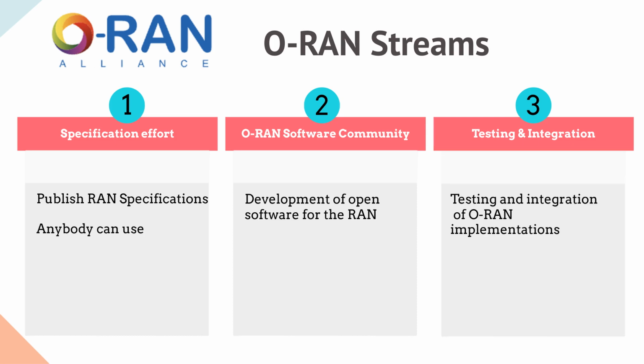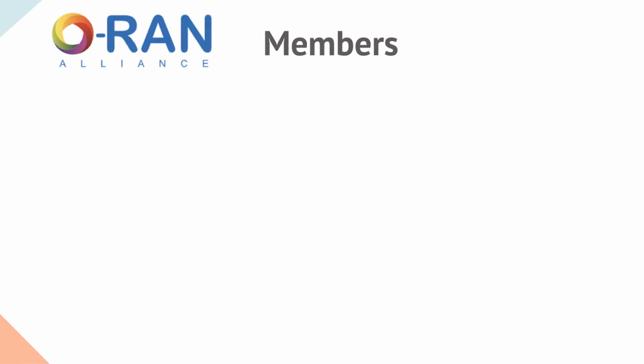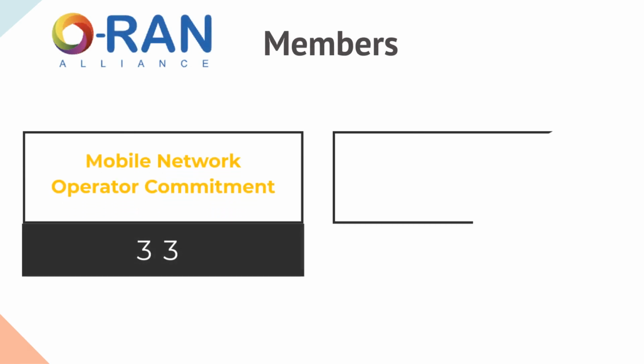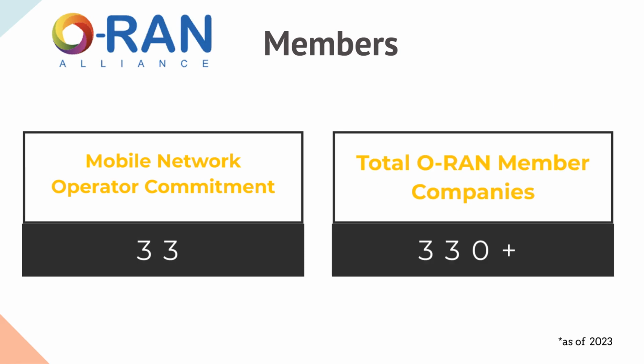The last stream is testing and integration of O-RAN implementations. O-RAN Alliance supports its members and contributors in testing and integration of their O-RAN implementations. It provides opportunities for members to show integrated demos from time to time, and also provides the Open Testing and Integration Center. O-RAN has been widely adopted by the industry so far. If we look at the O-RAN members, there are a total of 33 mobile network operators, and the total member count is more than 330, which includes the mobile operators, vendors, and the research and academic institutions.